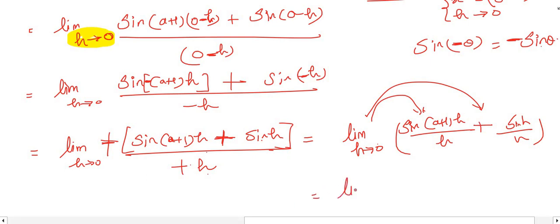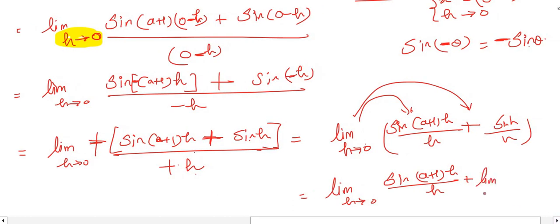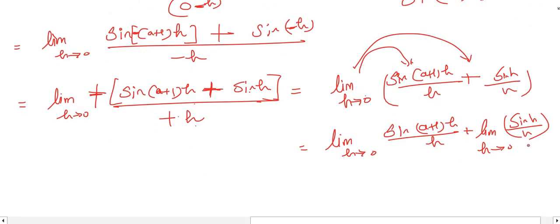So let me solve it. Limit h tending to 0, sine of (a plus 1)h by h, plus this will be limit h going to 0, sine of h by h. Yes, this is what we got. Now in this part we can apply the formula. Sin h by h will be 1 because h is tending to 0, correct?